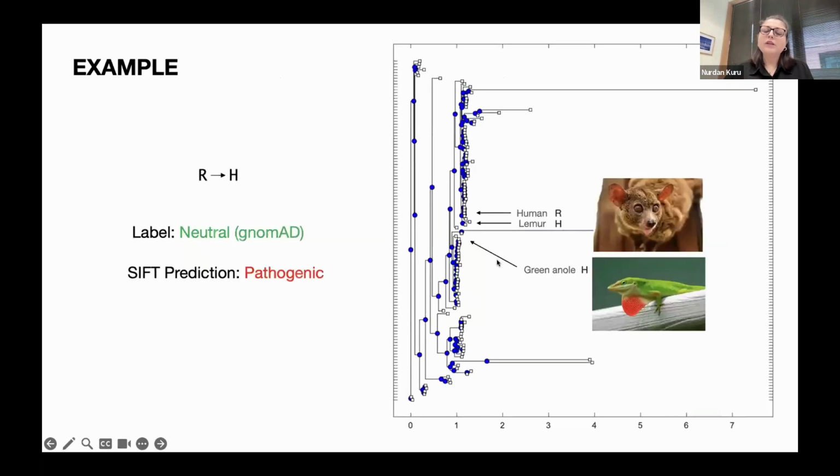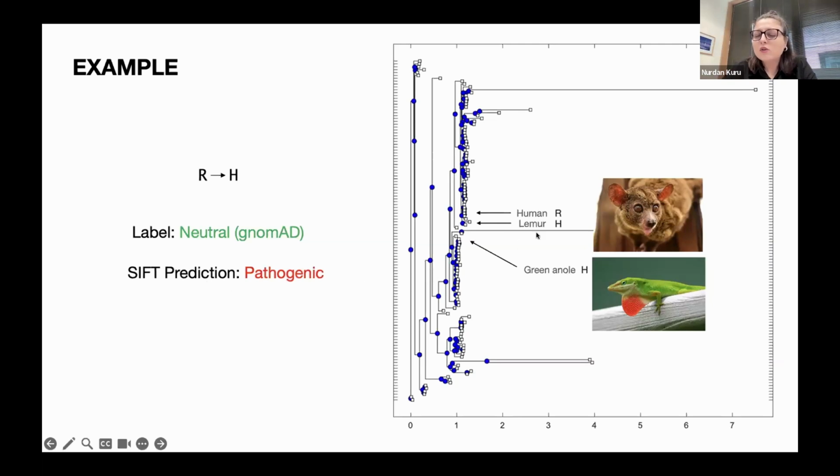And now I will show you some real world examples. You are seeing a variation from ClinVar. By the way, we also check the allele frequency with respect to gnomAD allele frequency. This variation, a change from R to H, is neutral. But SIFT says that it should be pathogenic. SIFT is, as you know, a popular, well-cited tool in variant effect prediction.